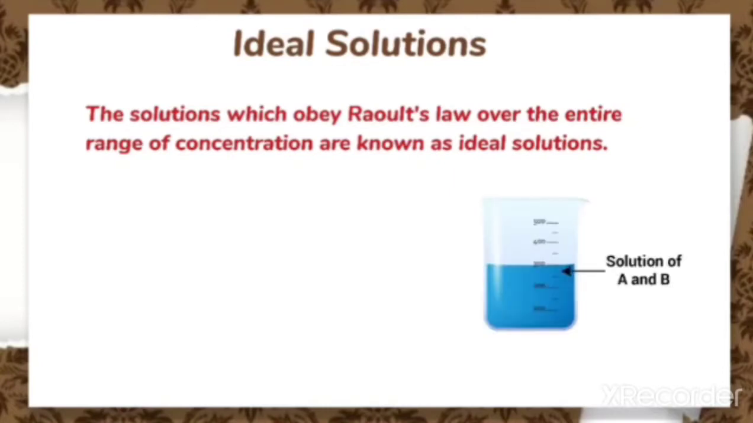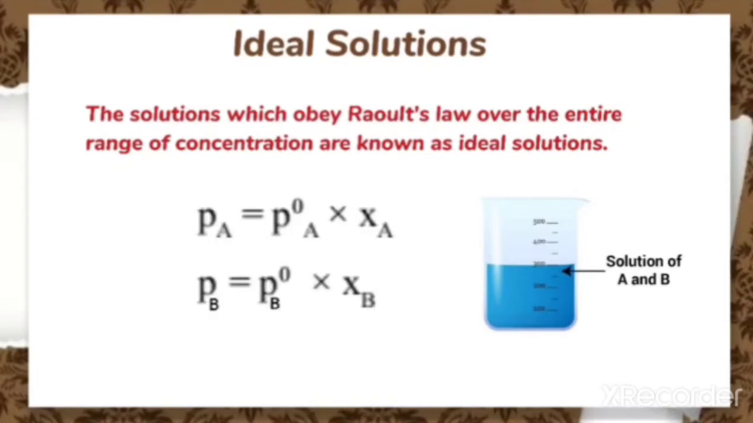So consider a binary solution in which the solvent is A and the solute is B, the two components being A and B. According to Raoult's law, which we learnt in the previous video, PA, the partial pressure of component A, is equal to the vapor pressure of the pure component A, P naught A, into its mole fraction Xa. Similarly, Pb is equal to P naught B Xb.